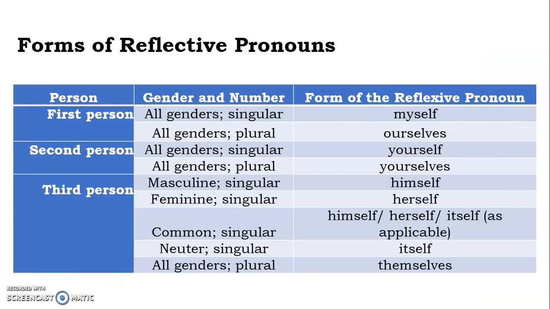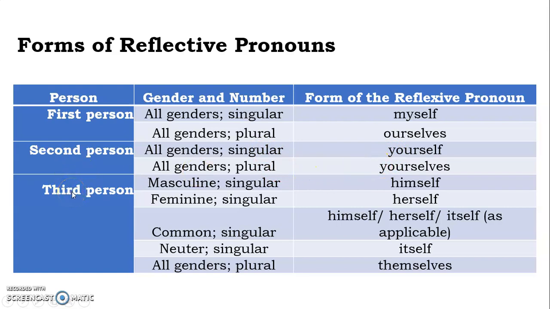Okay, now here we have different forms of reflexive pronouns. It also tells about first person, second person, and third person. First person is the speaker, and for singular we use myself. For plurals we use ourselves. For second person, which is the person to whom we are speaking, for singular number we use yourself. For plural number we use yourselves.